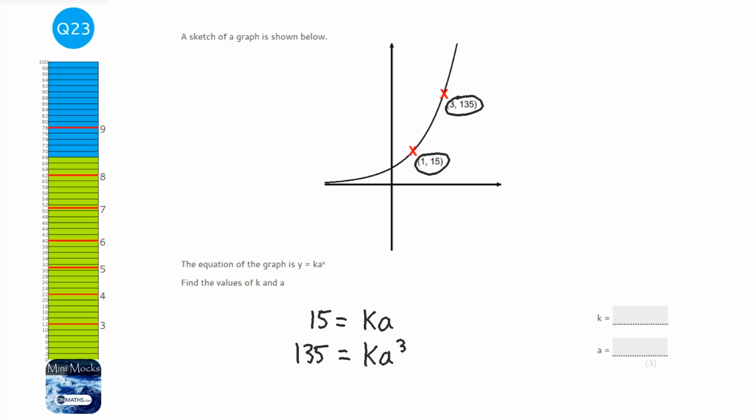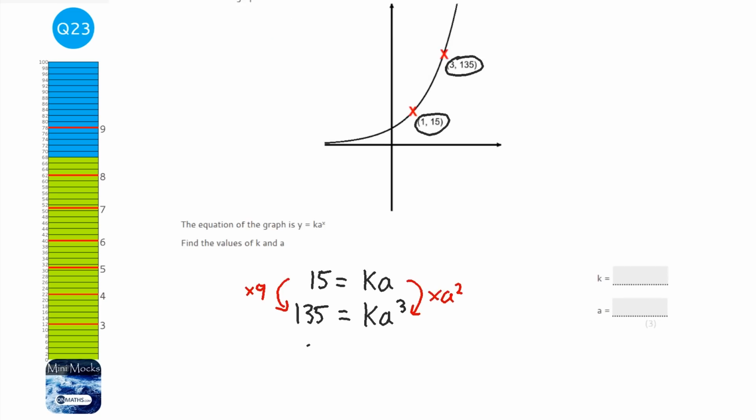Now I'm going to think about what I do to the right hand side here to get from ka to ka cubed. Well, I'm going to times it by a squared. So I think, well, what do I do to this side? So I get my calculator and I do 135 divided by 15, which is 9. So I'm going to times it by 9. Therefore, a squared must be equal to 9 because we're timesing the left hand side by 9 and we're timesing the right hand side by a squared. So we then square root that.